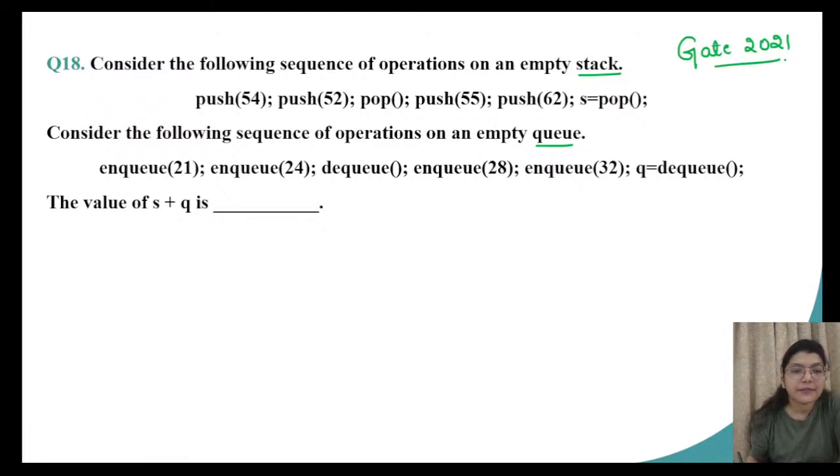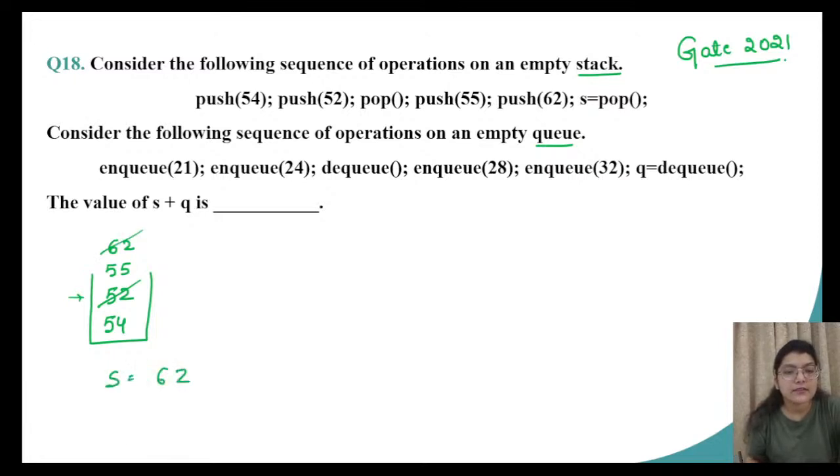We are taking an empty stack. Okay, and what they are doing is push 54. So we'll push 54 into the stack, then push 52, then we have to pop, and pop is always done from the top. Right now this is your top element, so this will be popped. Then we have to push 55, then we will push 62. Now what is S? S is equal to pop. So we are popping, and this value is equal to S. So S is equal to 62.